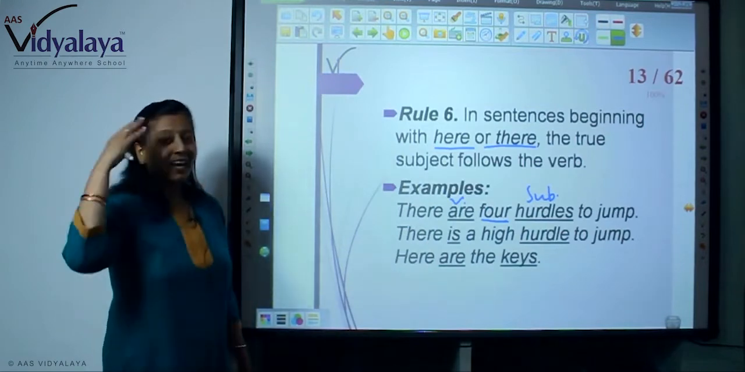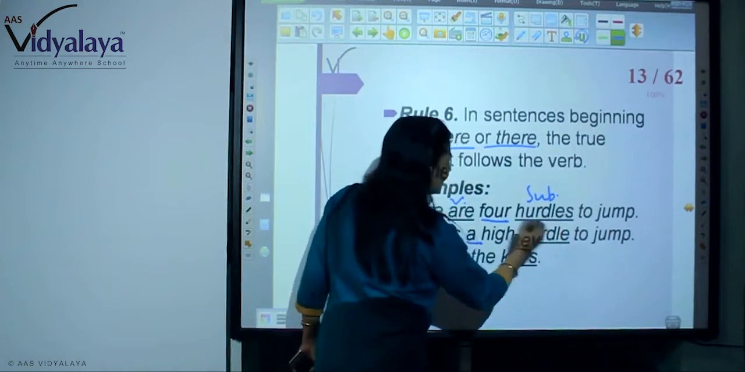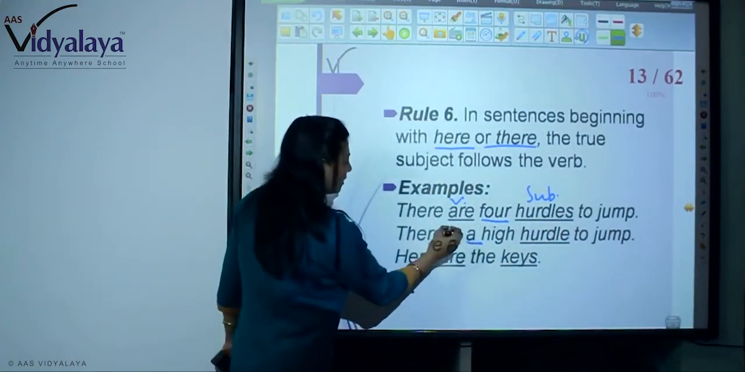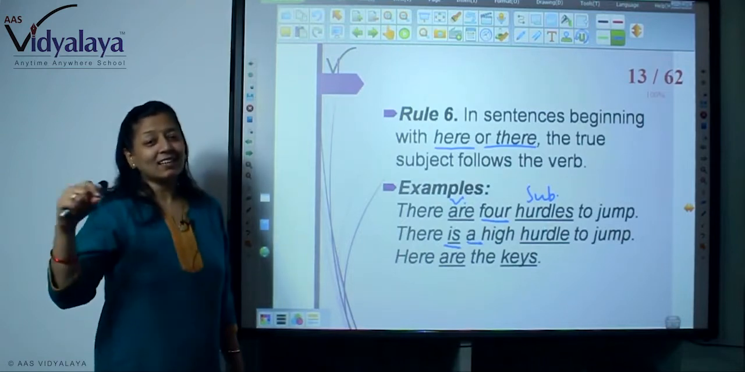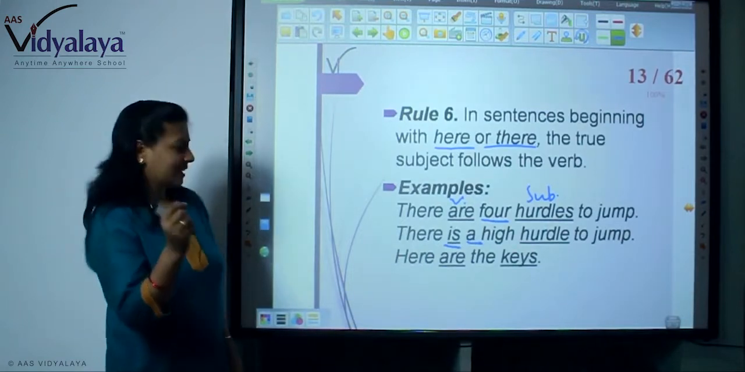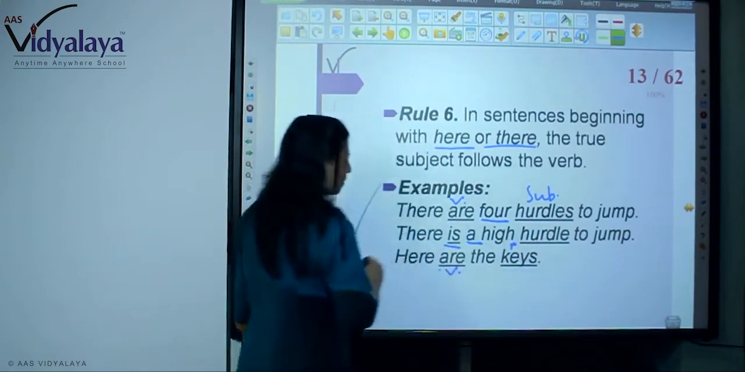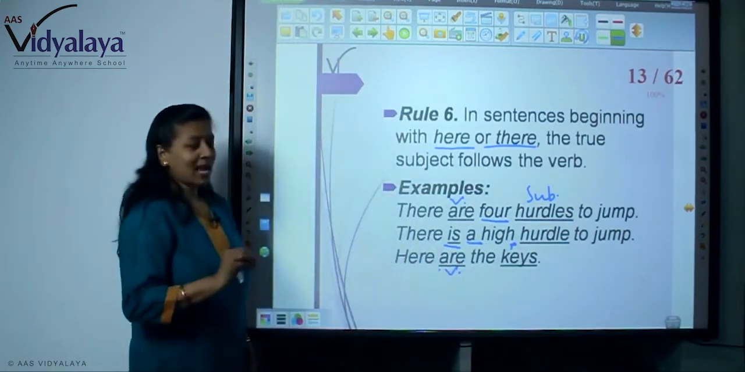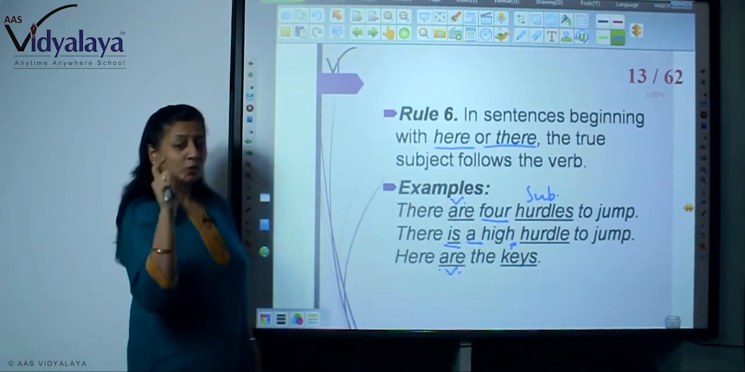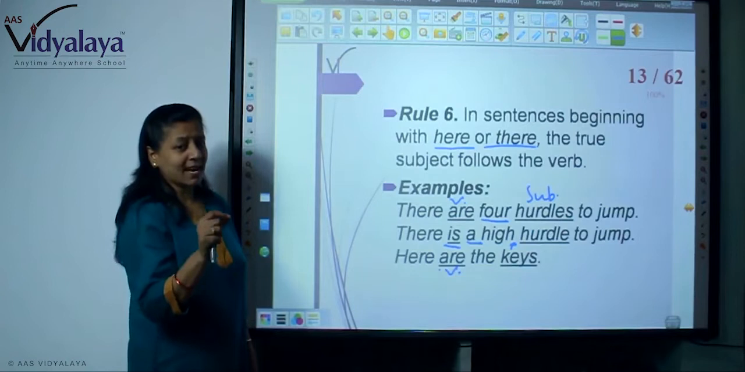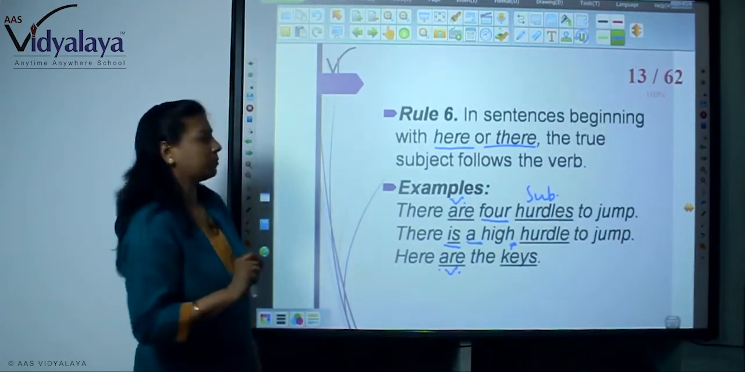Now there is a high hurdle. A singular hurdle, so the verb is also singular. Then here are the keys. Keys is plural, so the verb is also plural. So you will have to understand, with here and there, the main subject, the true subject, and then according to that you need to place the verb.